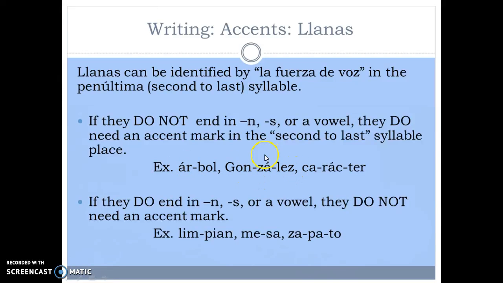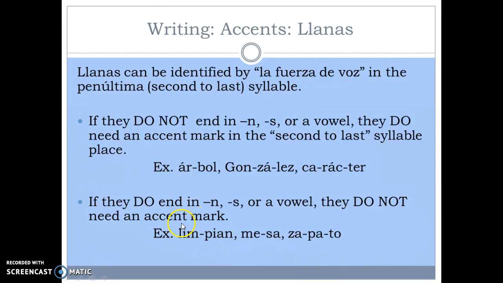González. Here you can see la fuerza de voz in la penúltima sílaba, and it doesn't end in an S or vowel, so it does need an accent mark. Next rule. If they do end in an N, S, or a vowel, they do not need an accent mark.